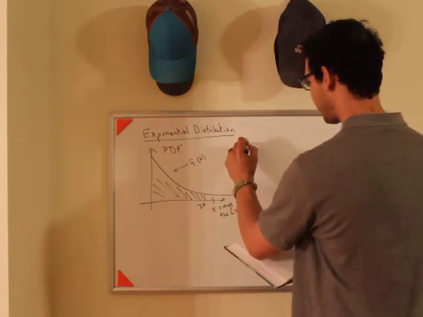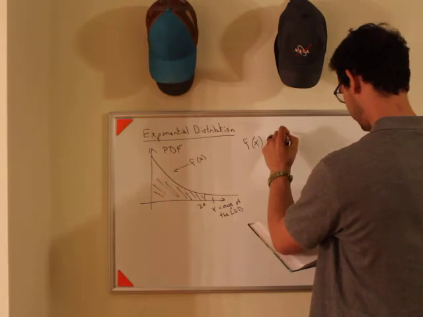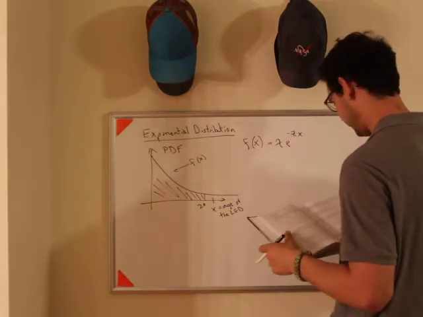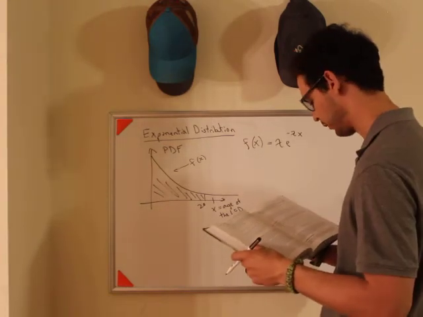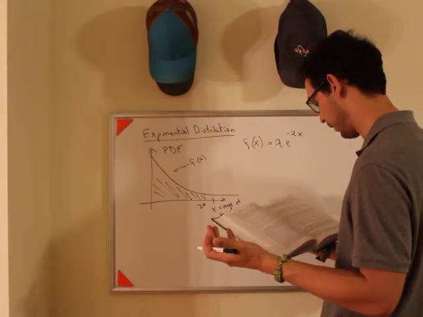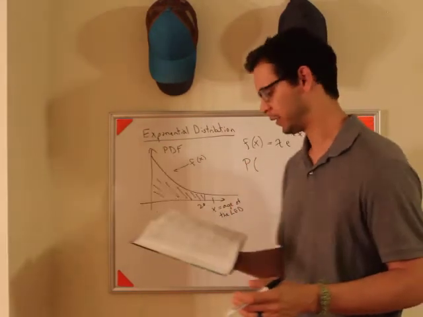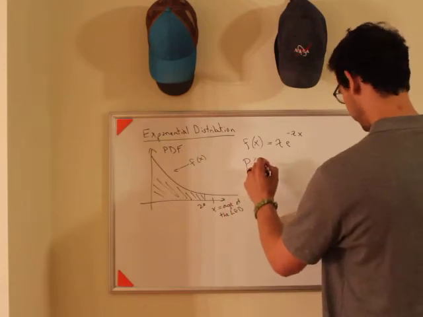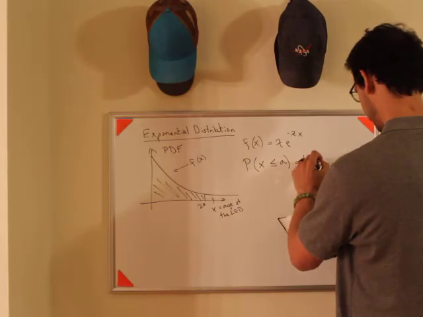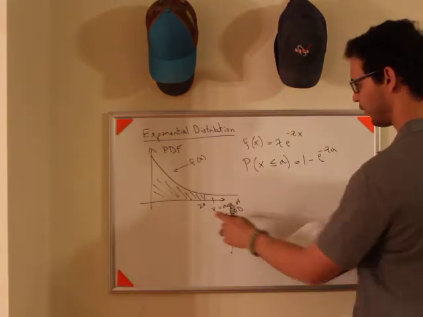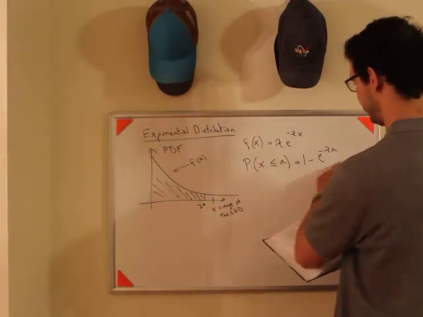Okay? So the probability density function is lambda e to the minus lambda x. You have to integrate this curve to get all of your probabilities, but the nice thing is that the people in this textbook have done that for you. The probability that x is less than or equal to a is equal to 1 minus e to the negative lambda a. So if I want to know the probability that my LED is going to fail within 20 years, I just use this equation here.